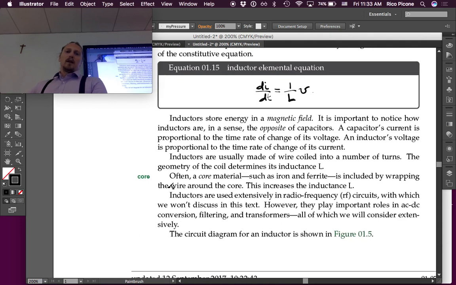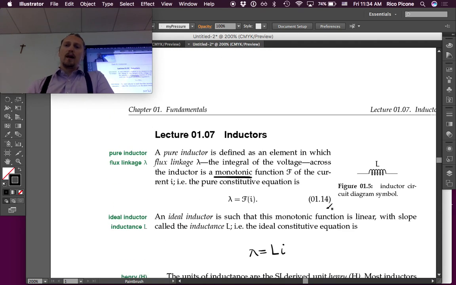Inductors are used extensively in radio frequency or RF circuits, which we won't discuss in this text, or in this class either. However, they play important roles in AC to DC conversion, filtering, and transformers, all of which we will consider extensively. So, some stuff to look forward to. The circuit diagram for an inductor is shown in 1.5. So it just looks like a coil, which makes sense. And like I said, it's constructed with a wire that's wrapped around something.